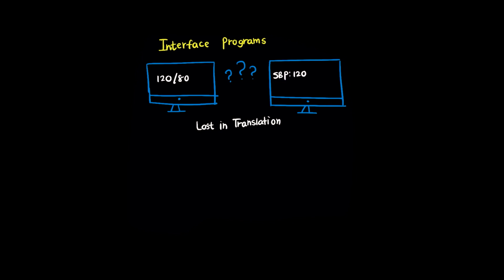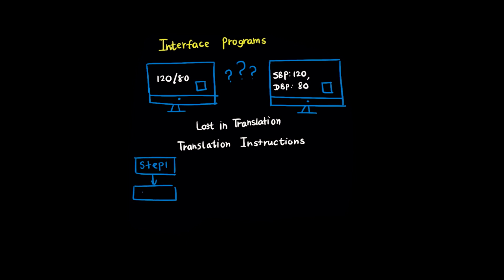Imagine Hospital A uses System X that stores blood pressure as systolic/diastolic, like 120/80. Hospital B uses System Y that expects SBP 120, DBP 80. Without an interface, these systems can't communicate. They're speaking different dialects of the same language. The interface program acts as an interpreter with precise instructions. Take the first number before the slash, label it SBP. Take the second number, label it DBP. Add a comma between them.